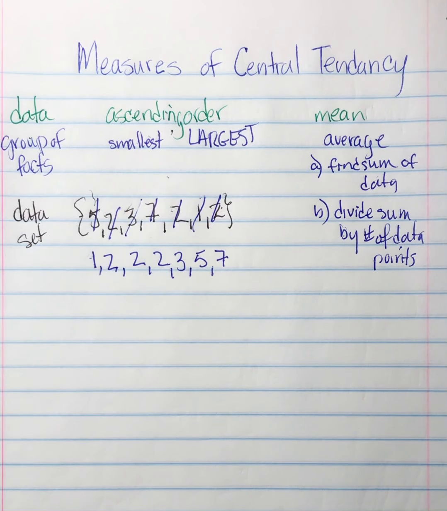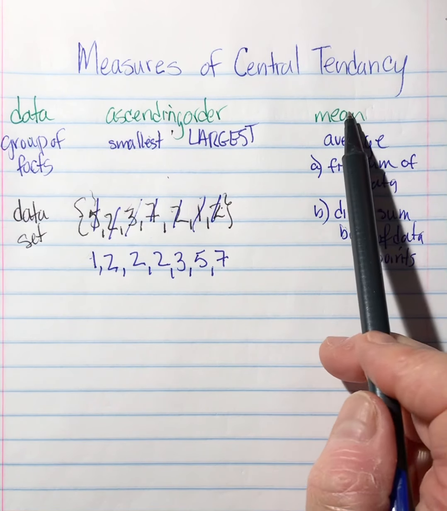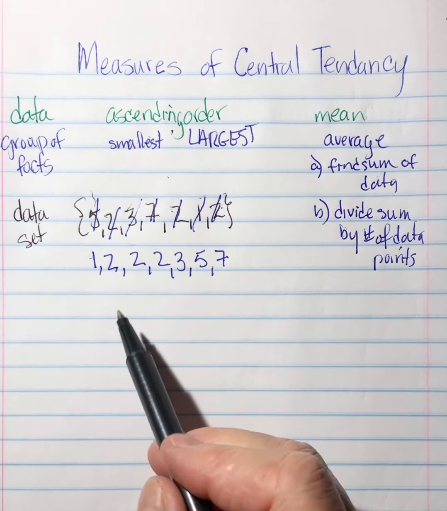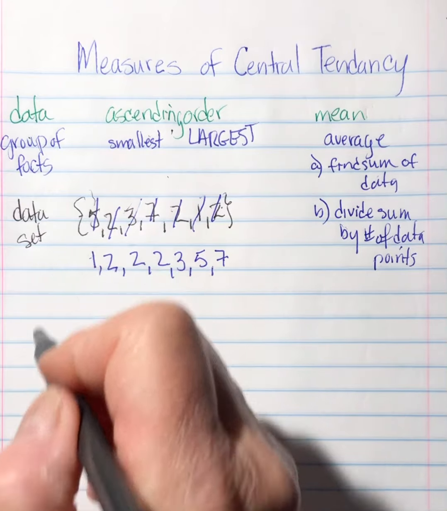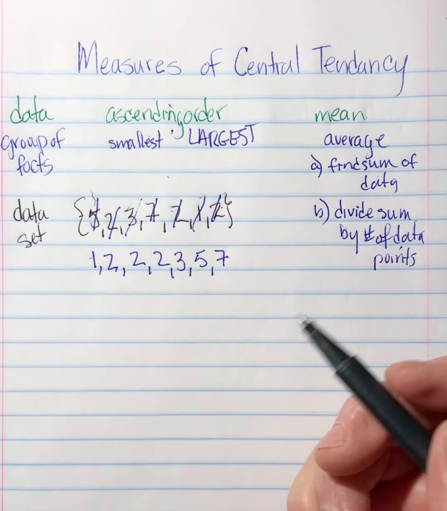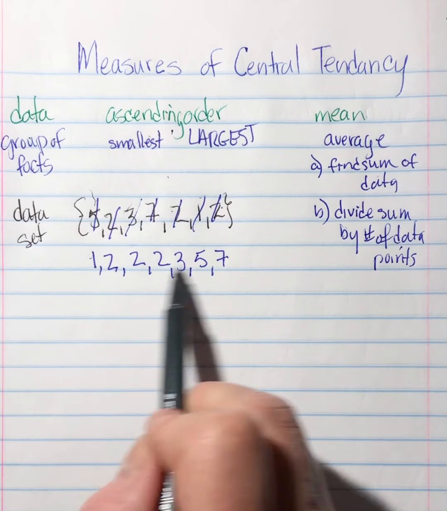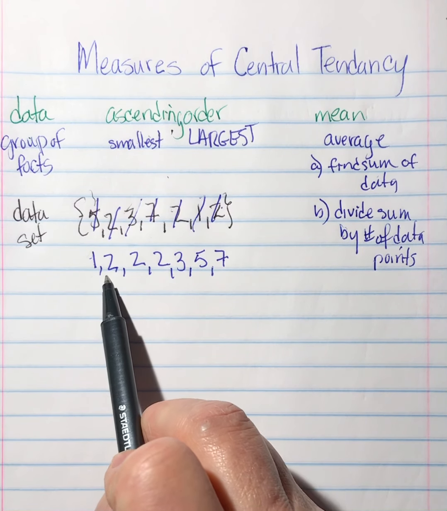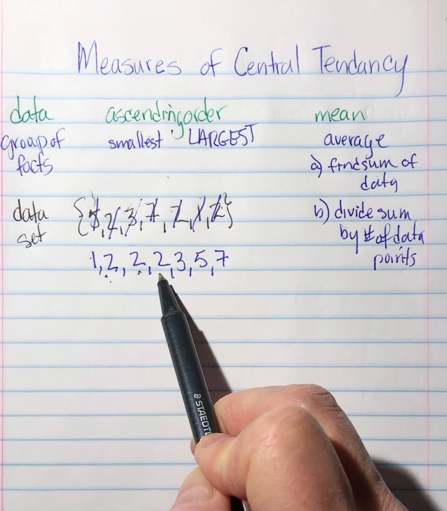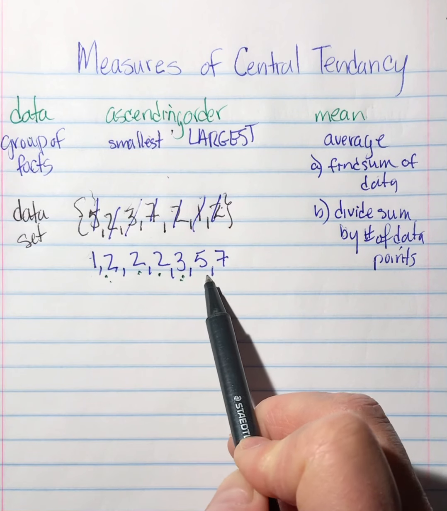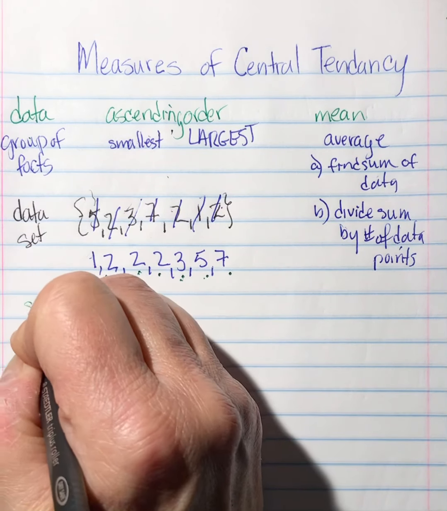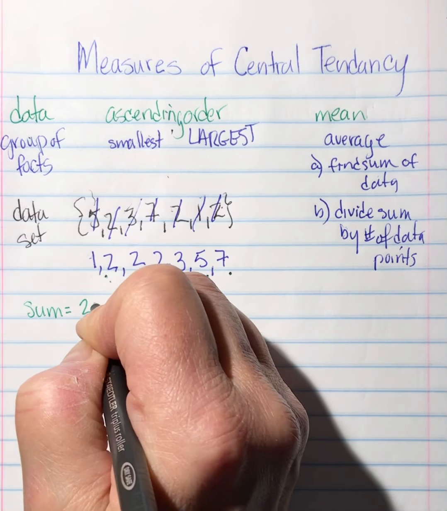Okay, from here, I am going to work on my mean. So what am I going to do? I am going to take all my numbers and I'm going to add them together. You could stack them and do them in a column, or you can do them across. You can use a calculator if you want to. I'm just going to go across and add them. 1 plus 2 is 3. 3 plus 2 is 5. 5 plus 2 is 7. 7 plus 3 is 10. 10 plus 5 is 15. 15 plus 7 is 22. So my sum is 22.